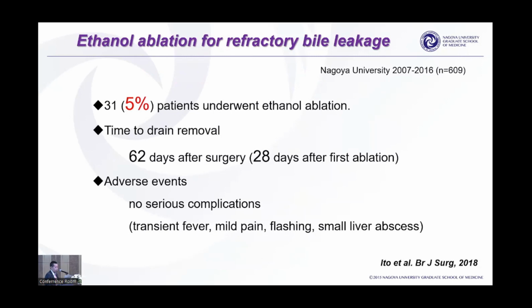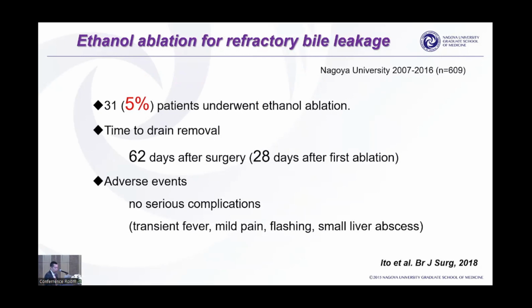We sometimes experience refractory bile leakage. Most patients with refractory bile leakage have leaks from isolated bile ducts. We have performed external ablation for bile leakage from isolated bile ducts.